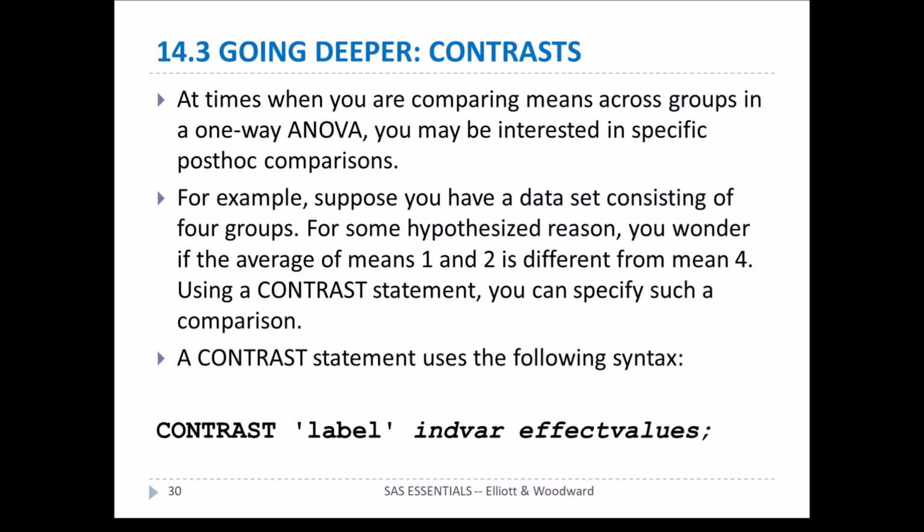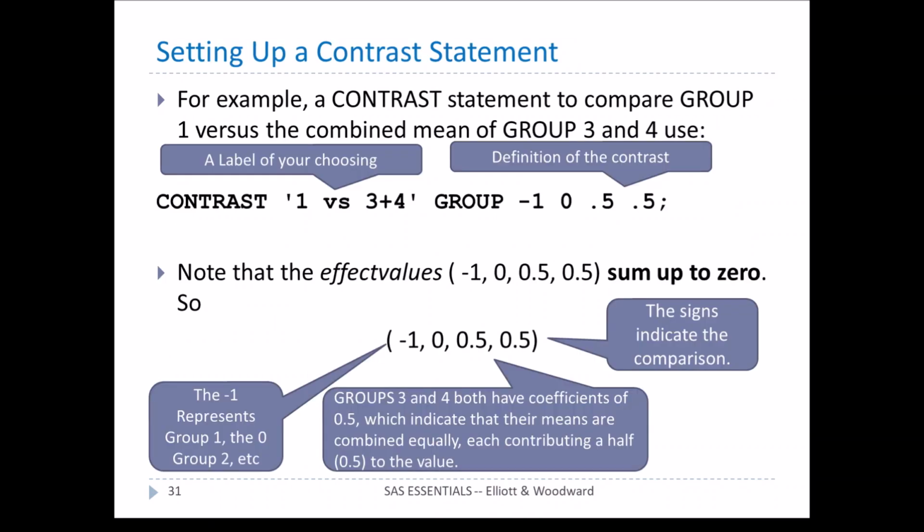It has the form as we see down here below, where we have contrast, a label, the independent variable, this is our grouping variable, and then effect values, and we'll define what these effect values mean. For instance, here is a contrast statement where we're going to compare group 1 versus the combined mean of group 3 and 4. The label we can do whatever we want there. We're saying 1 versus 3 plus 4. And here's our definition of the contrast.